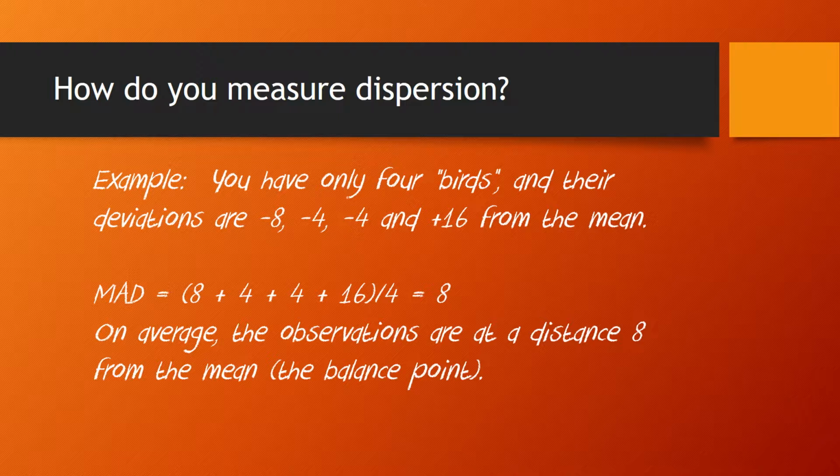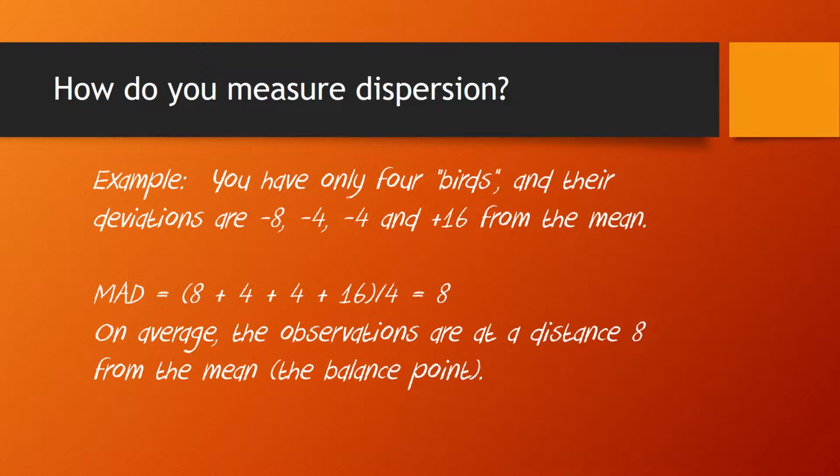Suppose I have 4 observations, 4 birds, and their distances from the mean are 8 to the left, 4 to the left, 4 to the left, and 16 to the right. Negative 8, negative 4, negative 4, and positive 16. What's the MAD? Drop the signs on these numbers and then just average them. And when you do that, you get 8.